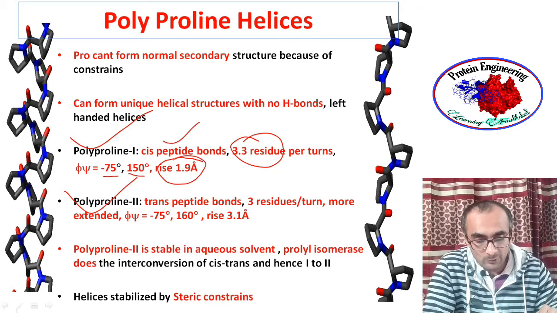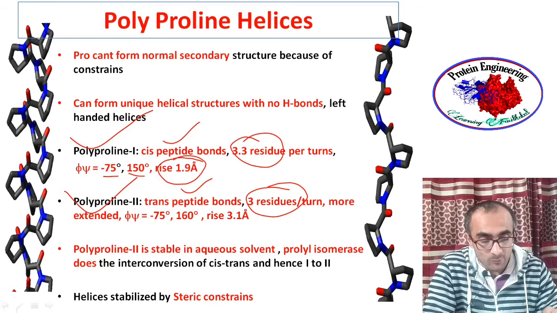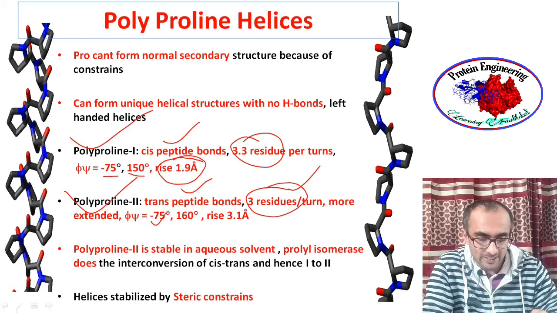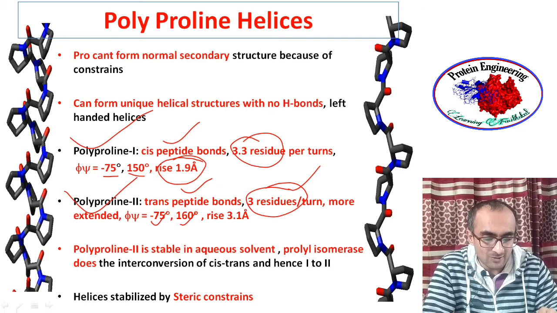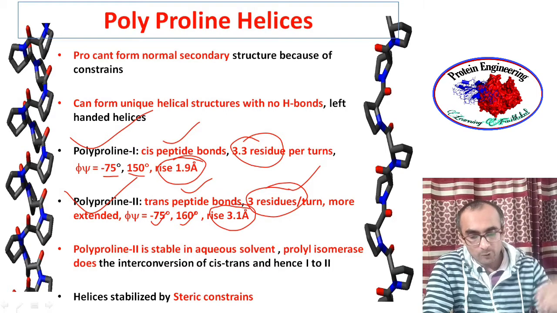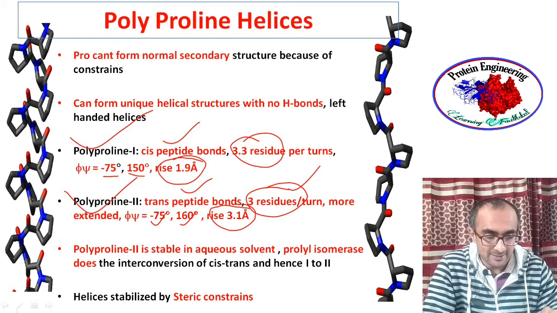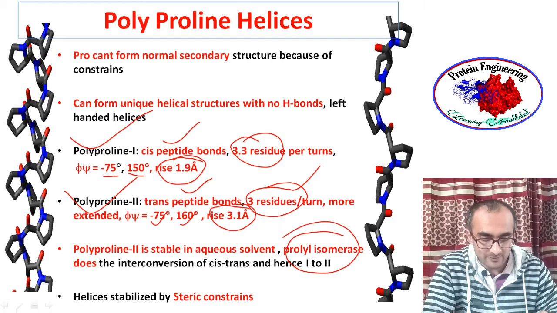Whereas polyproline 2 contains trans peptide bonds. All the peptide bonds are trans. There are 3 residues per turn, and this is a more extended conformation, 3 instead of 3.3 in polyproline 1. Phi and psi are minus 75 and almost similar, plus 160. The rise per amino acid is more here, 3.1 angstrom. And polyproline 2 is stable in aqueous solvent. In fact, there is an enzyme, prolyl isomerase, that interconverts cis-trans conversion from helix 1 to 2.